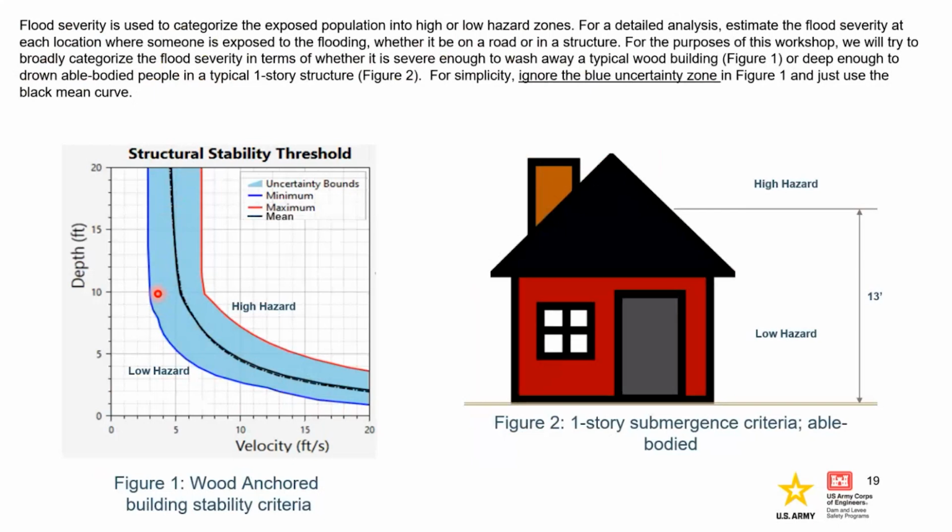So I'll read this prompt. Flood severity is used to categorize the exposed population to high or low hazard. For detailed analysis, estimate the flood severity at each location where someone is exposed to flooding, whether it be on the road or structure. For purposes of this workshop, we will try to broadly categorize flood severity in terms of whether it is severe enough to wash away a typical wood building, or deep enough to drown able-bodied people in a typical one-story structure. So ignore the uncertainty. And obviously, we can't do this structure by structure like Lyson would. We're aggregating them all up to your median or mode sort of case.